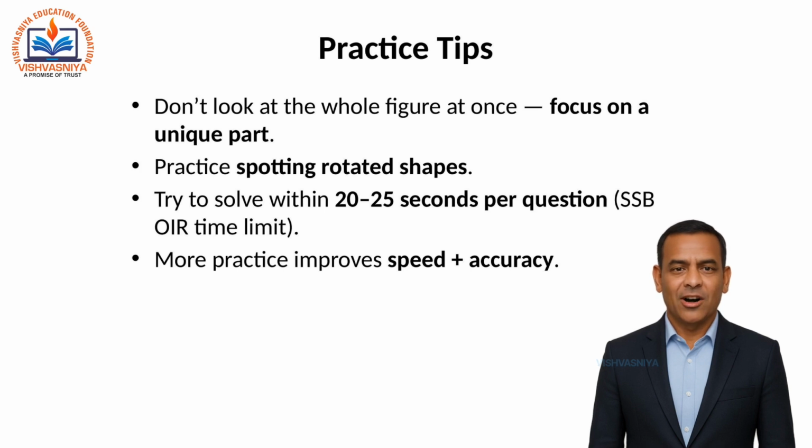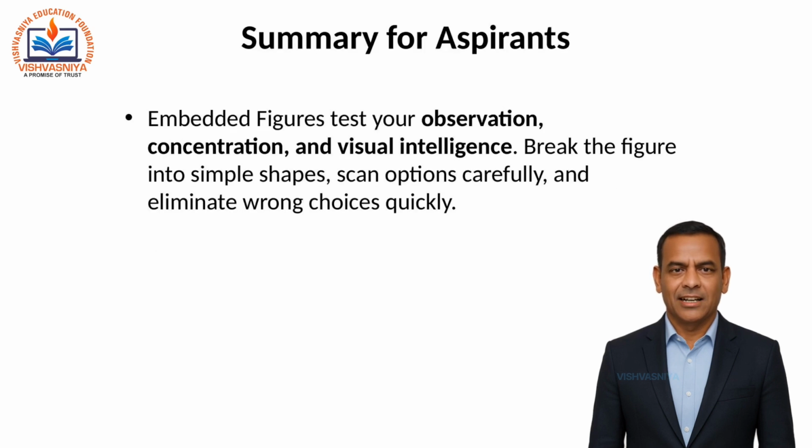In the SSB OIR test, aim to solve each question in 20 to 25 seconds. The more you practice, the faster and more accurate you'll become. Students, today we've learned how to identify hidden figures, eliminate wrong options, and solve tricky patterns effectively. Remember, success in embedded figures comes from sharp observation, quick pattern recognition, and consistent practice.